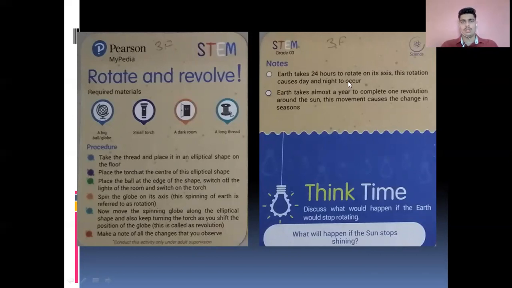Now here are the notes. Earth takes around 24 hours to rotate on its axis, and this rotation causes the day and night to occur. And Earth takes almost a year to complete one revolution around the Sun. This movement causes the change in seasons.